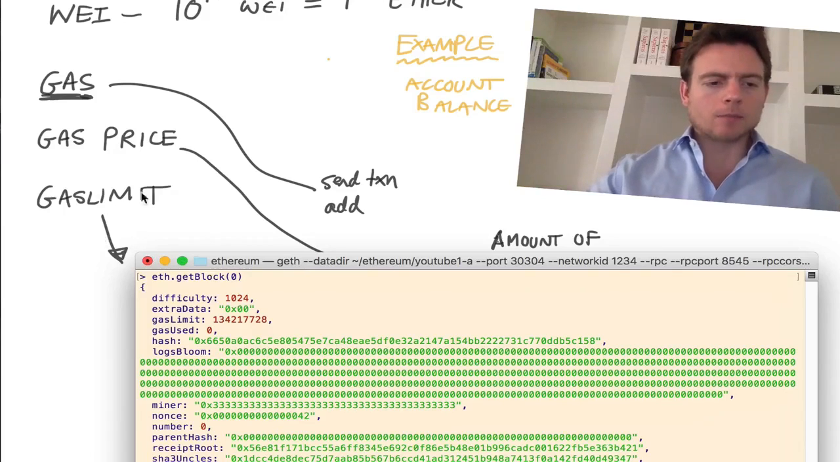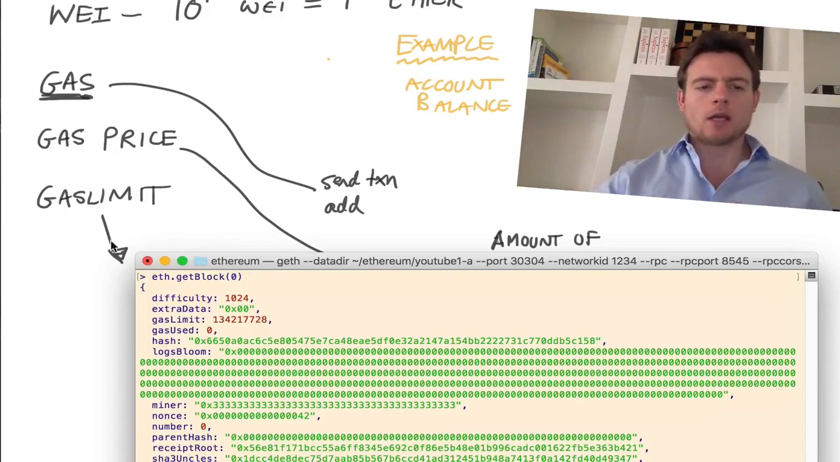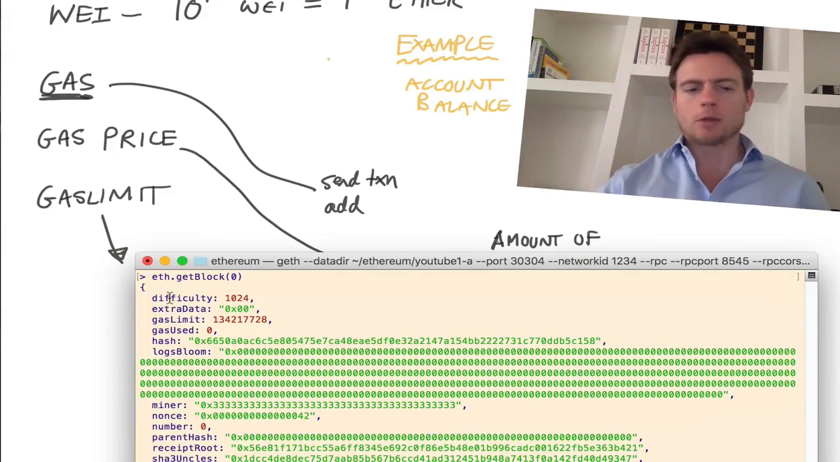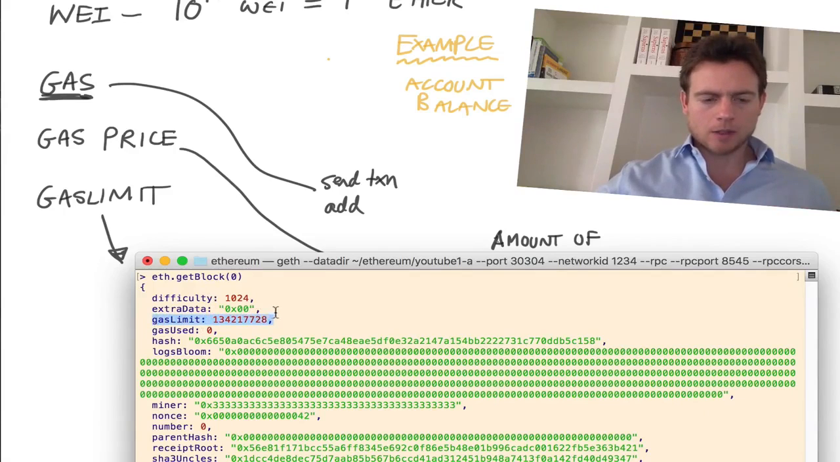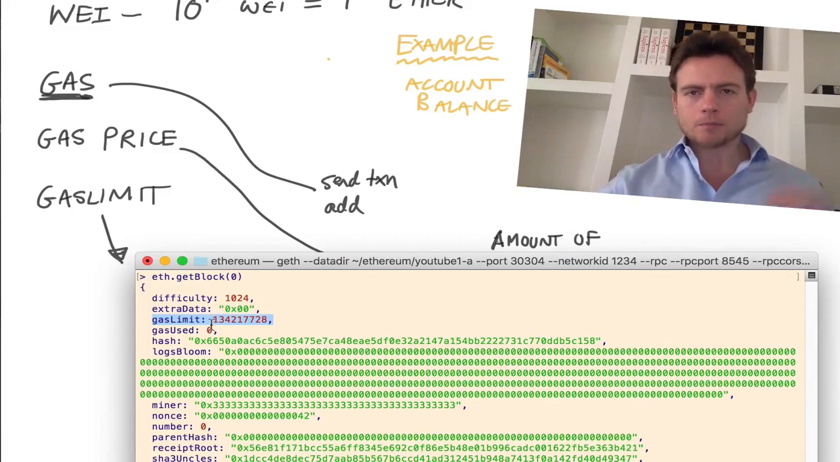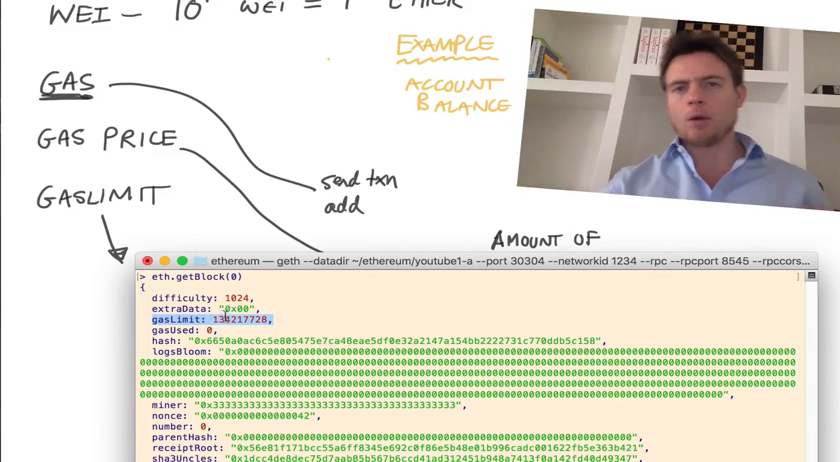So gas limit. What is gas limit? Gas limit is a block level parameter. So you'll see it not in the transactions, but in the blocks themselves. So I've just done eth.getBlock 0. So this is the Genesis block, right? The very first block in the chain of my local network. And we can see the gas limit here. Gas limit is the maximum total amount of gas allowed per block, right?